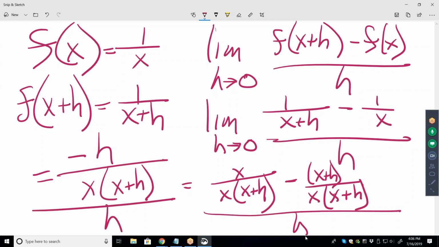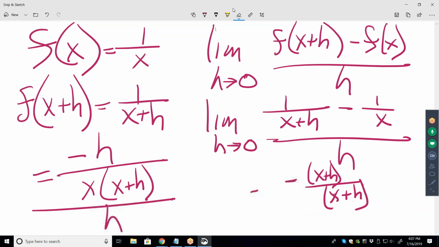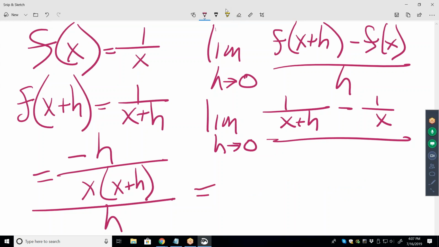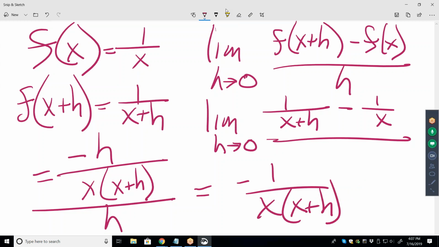So keep simplifying. Okay, so divided by h, that's going to be the same thing as multiplying by 1 over h. So that's going to be negative 1 over x times x plus h. What is that limit as h goes to 0? Negative 1 over x squared. That's the answer.